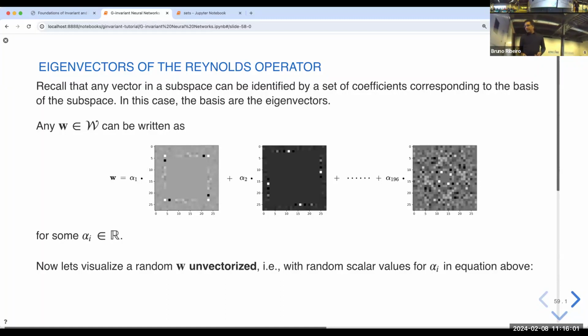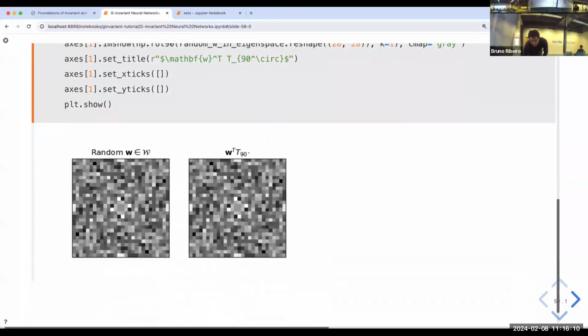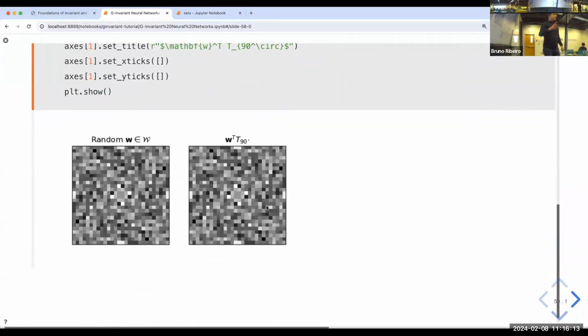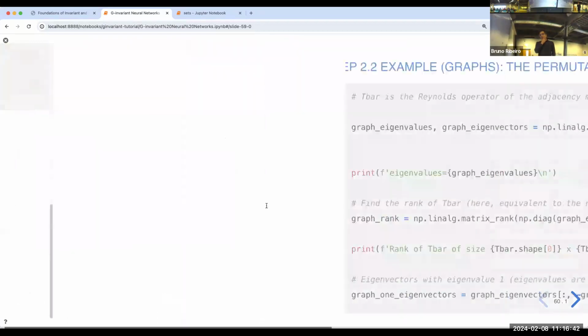So we're going to pick a random W and vectorize it. So here is what I was showing earlier. This is one of the eigenvectors, and I'm multiplying this eigenvector by the 90-degree rotation. You see it? It doesn't change. It's the same. Okay, so any of these elements, any of the parameters in this invariant subspace will have this property.